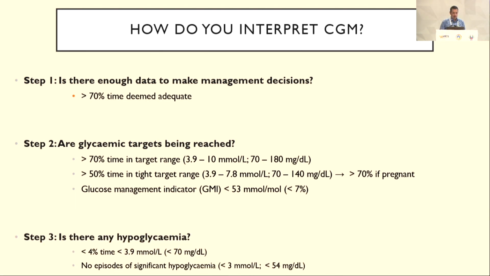And the third step, ask yourself, is there any time below range? Or is there any hypoglycemia? It's thought up to 4% of time in mild hypoglycemia is satisfactory, but obviously you're aiming for no glucose levels less than 3 and definitely no symptomatic episodes of significant hypoglycemia. And that's the first 3 steps.